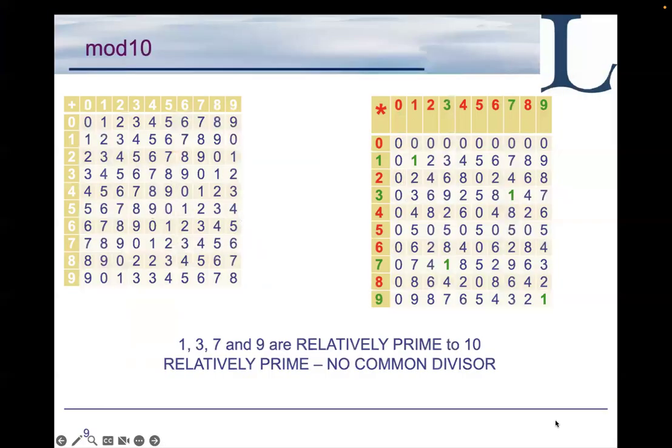Another important concept to remember is relatively prime numbers. This term is always applicable to two numbers. You say that one number is relatively prime to another number, and it means that these two numbers have no common divisors. For example, relatively prime to 10 are 1, 3, 7, and 9. So that's kind of clear, right?